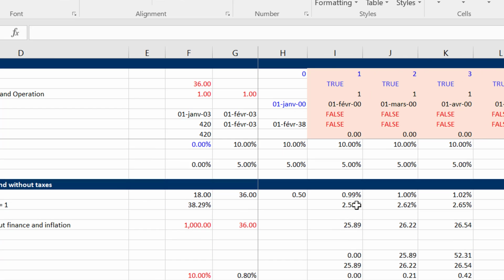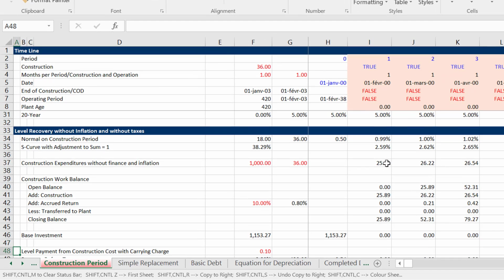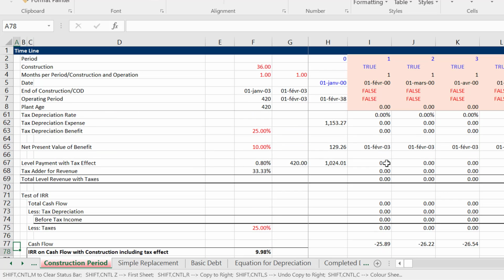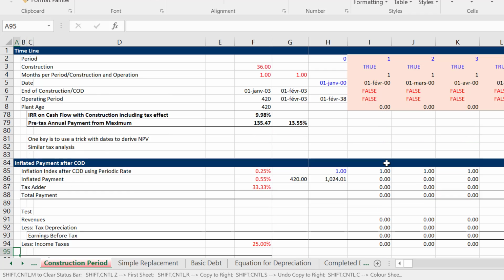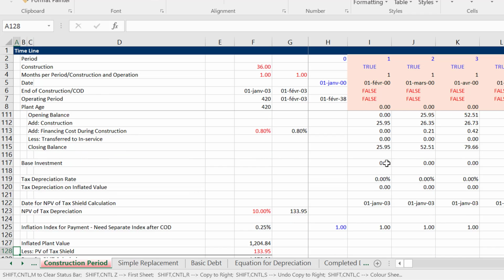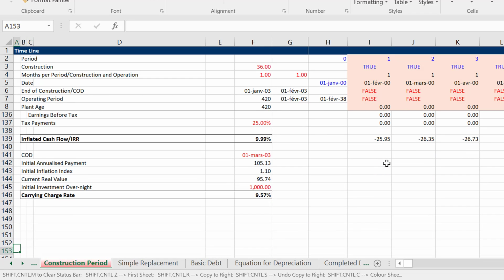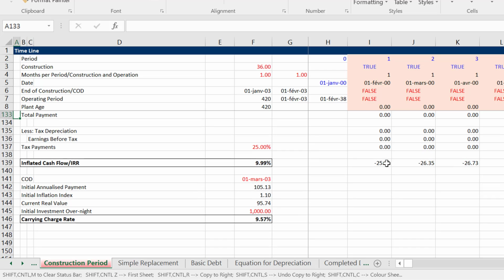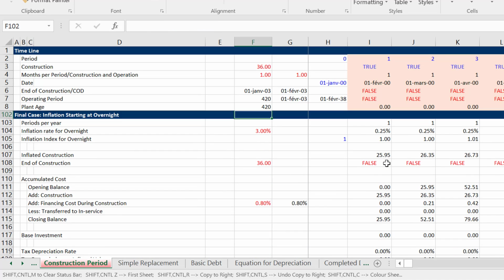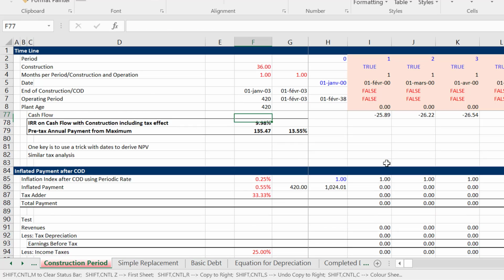Now, once we have that, we're going to put in all this depreciation. Then I'm going to discuss how this thing works without taxes and inflation. Then we're going to put the taxes in. Then we're going to put the inflation in. And finally, we're going to put in the inflation in both the construction and in the payment function. And we're going to demonstrate that the IRR, this 9%, is what we put in as the return. So we're going to prove all of our analysis.